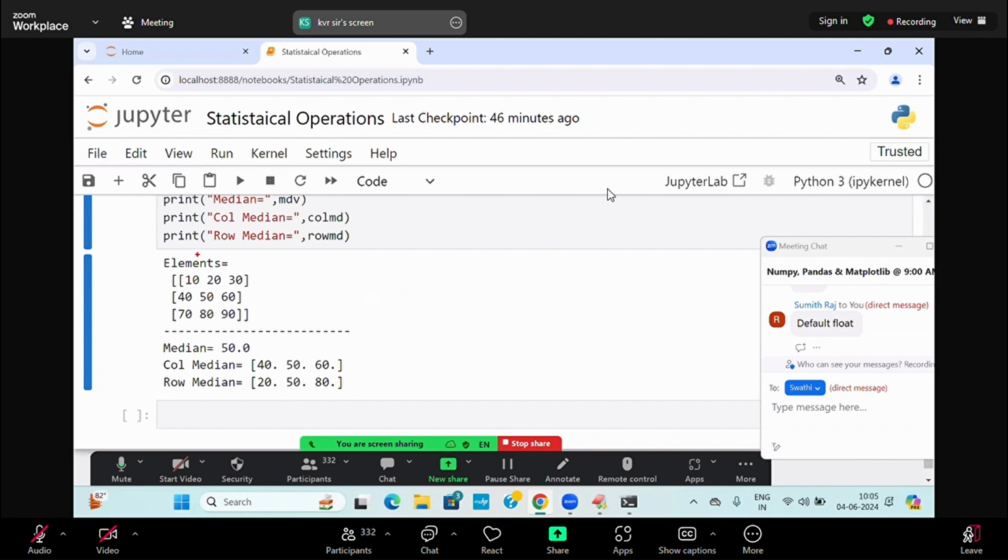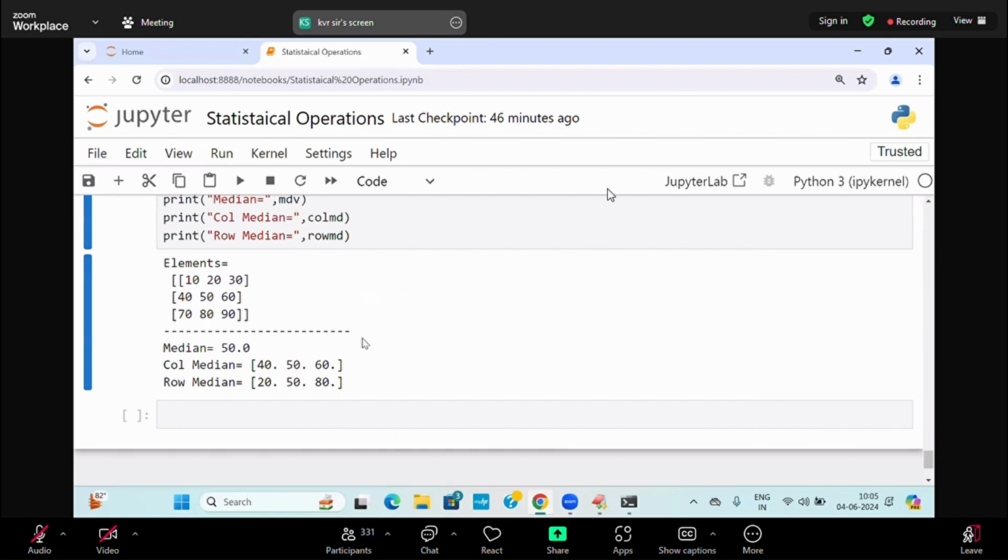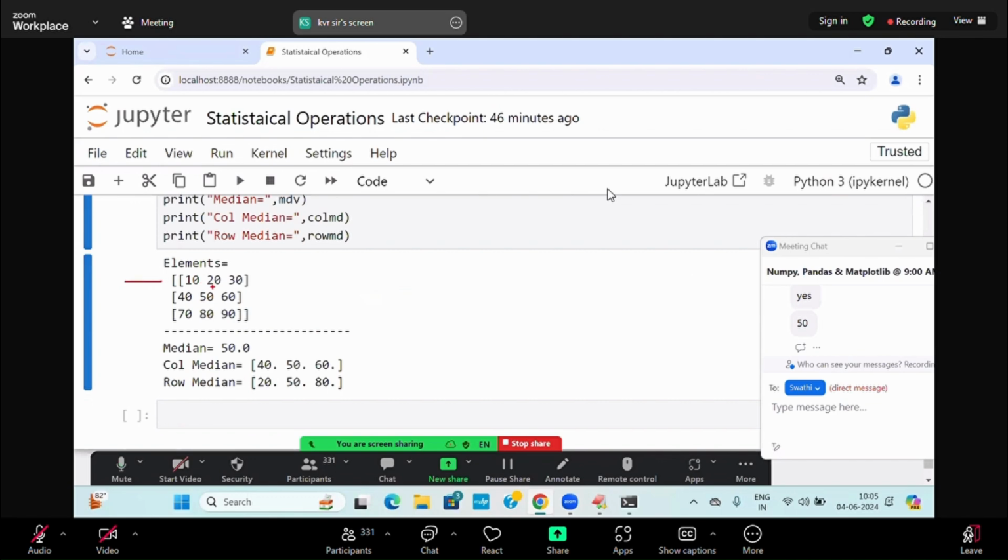You go for this now. Columns, you see. What is the column now? 40. 40. Is this first of all sorted or not? 40. Is this also sorted or not? 50. This is also sorted, 60. Next, go to this place also. What is this now? 20. Also 50. Also what? 80.